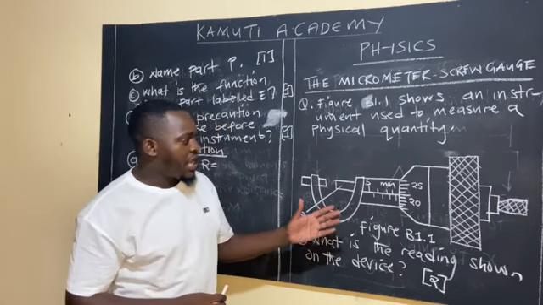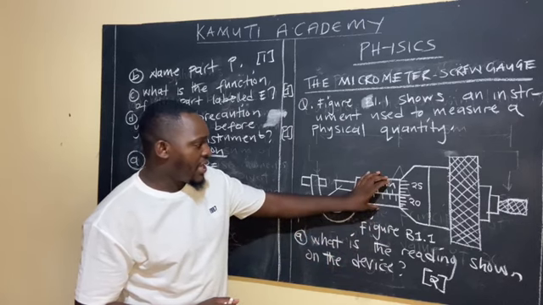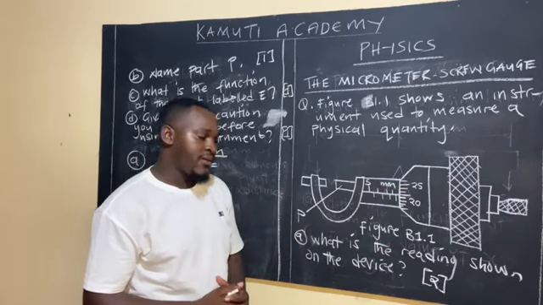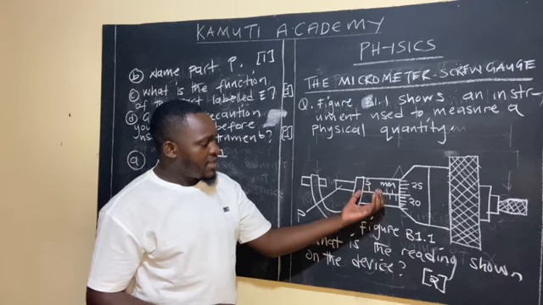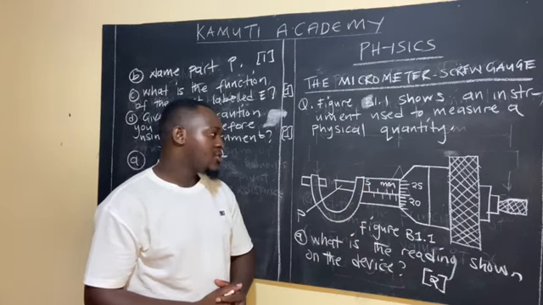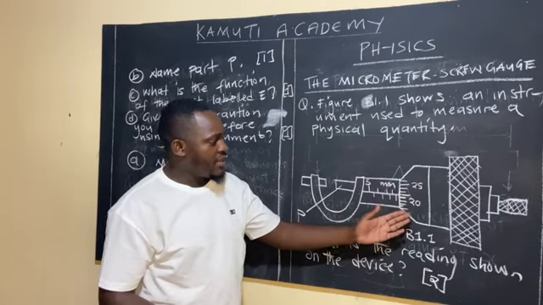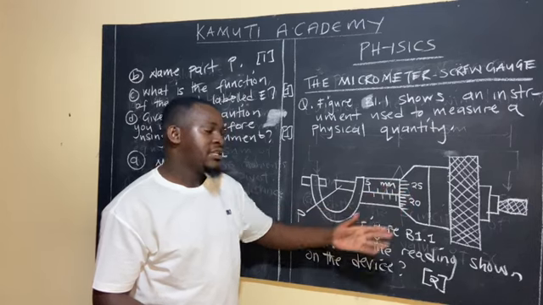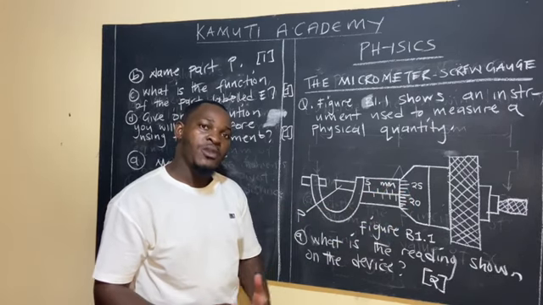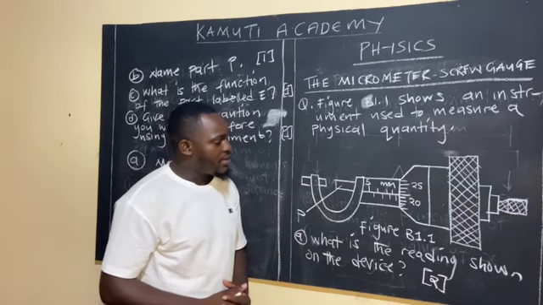Now, if you check here, there are two types of readings. We have the readings here and we have the readings there. So in here, this is called the main scale reading. It is also called the sleeve reading. Now, if you check here, this is the circular reading. It can also be called the thimble reading. Now, let's start with the main scale reading.